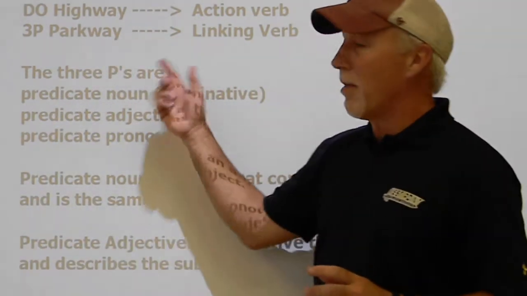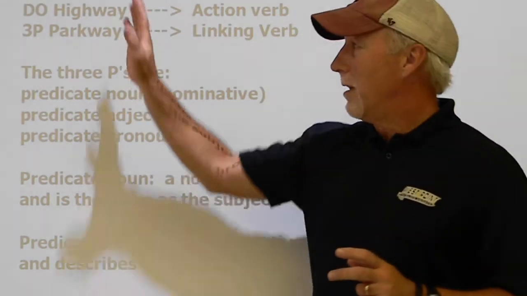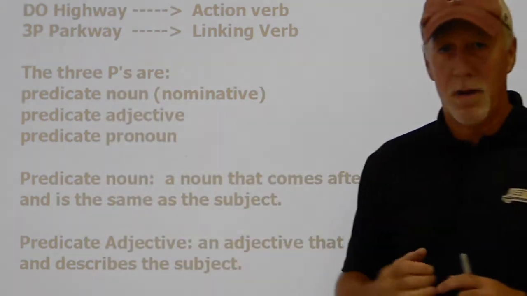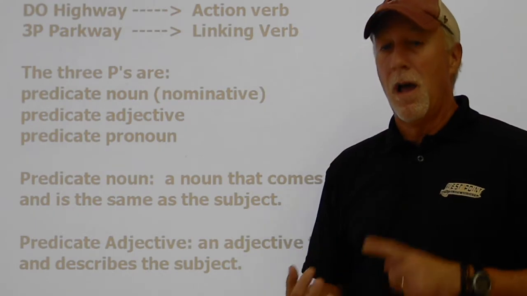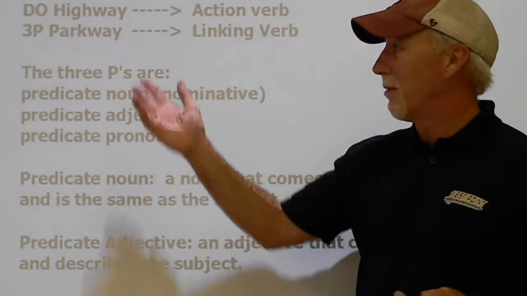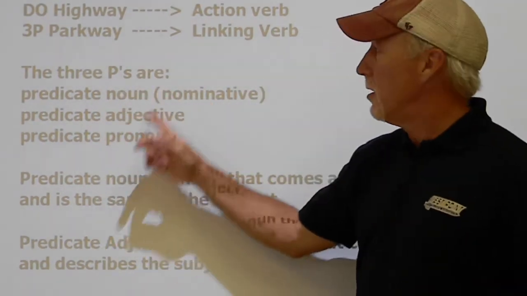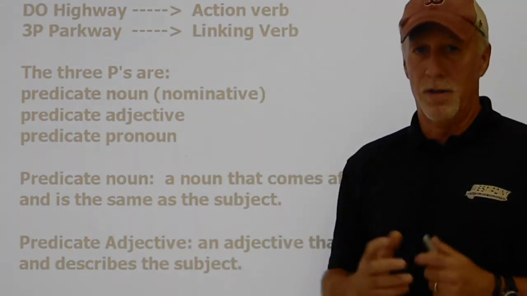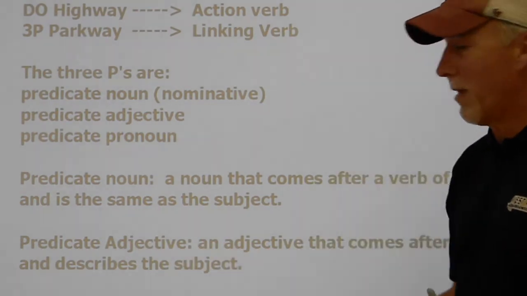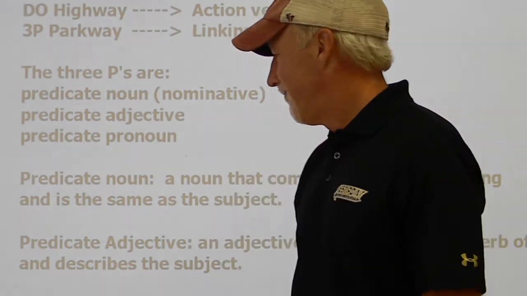What I'm going to talk about today are the 3 P's. We'll wait for the direct object, the DO Highway, but right now, 3 P's. The 3 P's are a predicate noun, which is also called a predicate nominative, a predicate adjective, and a predicate pronoun. That's the 3P Parkway. In order to have one of the 3 P's, you need a linking verb in your sentence. Here are the definitions. Write them in your notes. Date your notes, remember.